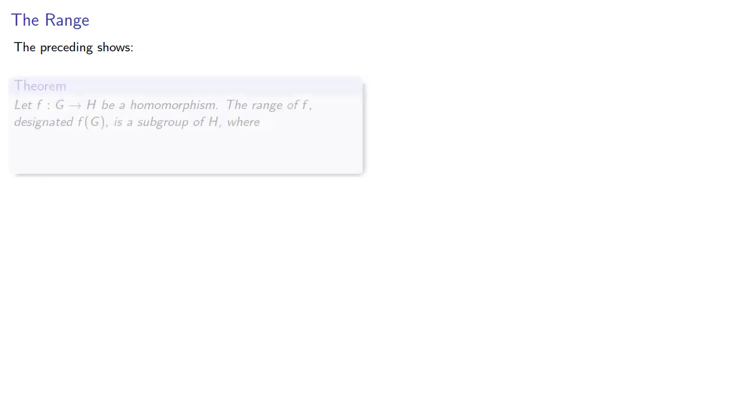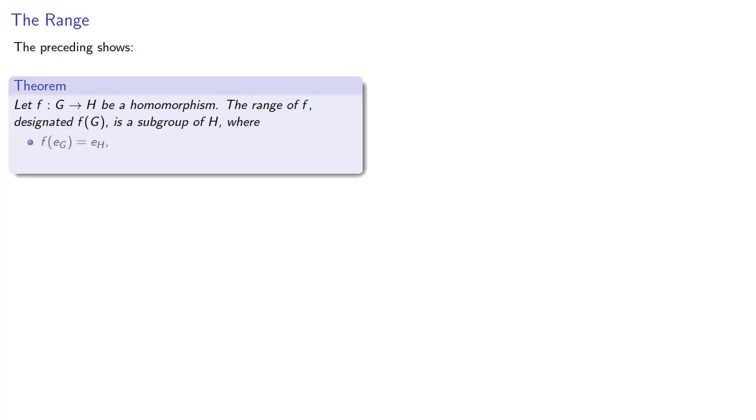And if we put everything together, we have the following theorem. Let f be a function from G to H, and let it be a homomorphism. The range of f, again otherwise known as the image, is a subgroup of H, where f applied to the identity in G gives you the identity in H, and if f of g equals h, then f of g inverse is equal to h inverse.